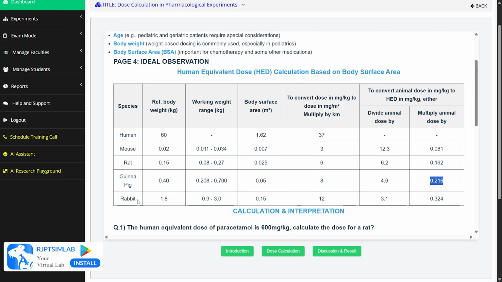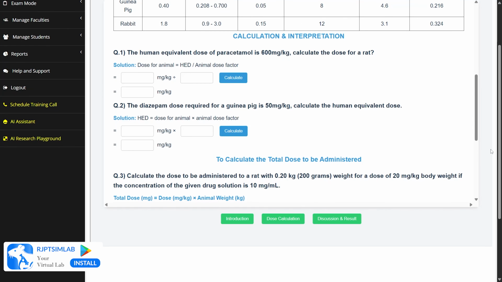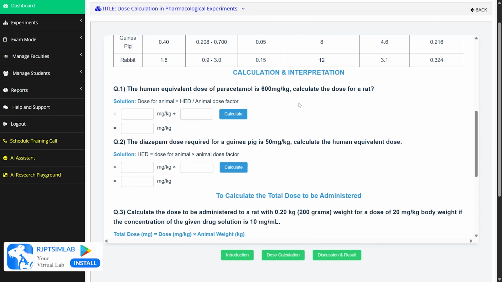Similarly for the rabbit, the average body weight is 1.6 and it ranges from 0.9 to 3, and the average body surface area is 0.15 meter square. When we convert it into milligram per meter square, we get the value 12. For converting it into human equivalent dose, we divide it by 3.1 or multiply it by 0.324. Now let us understand this table by an example. We will calculate and interpret the value of human equivalent dose and the dose for the animal.